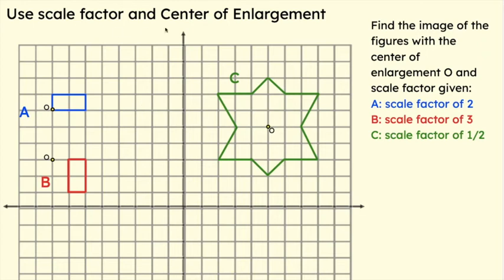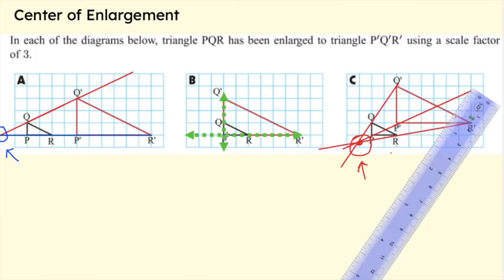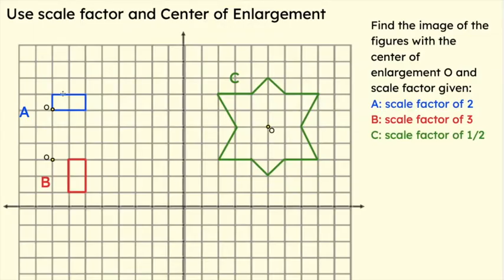Okay, using a scale factor and a center of enlargement. So find the image of the figures with the center of enlargement O and a scale factor given. So with our blue A, we're going to do a scale factor of 2 with the center of enlargement. Okay, so remember on this one we said if our center of enlargement is on our shape, it's not going to move. So all we need to do is take this shape and use it with a scale factor of 2.